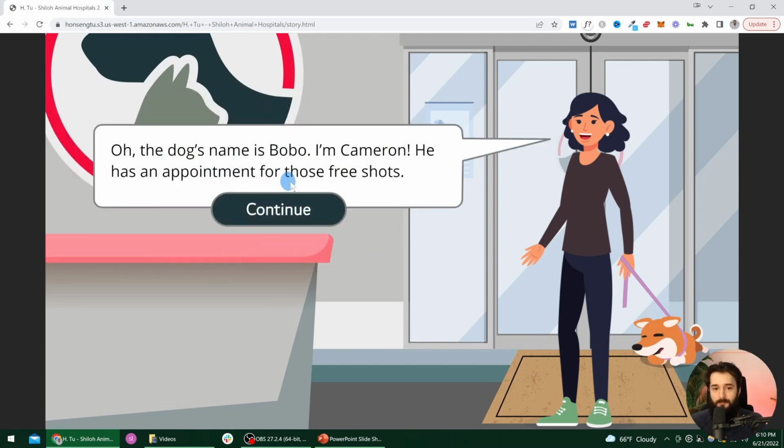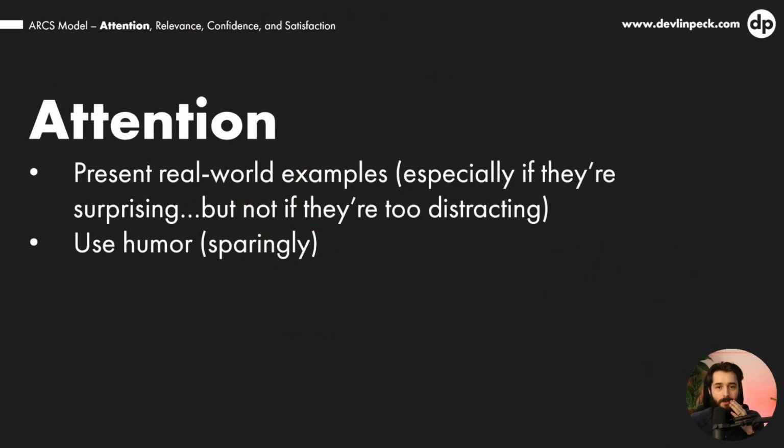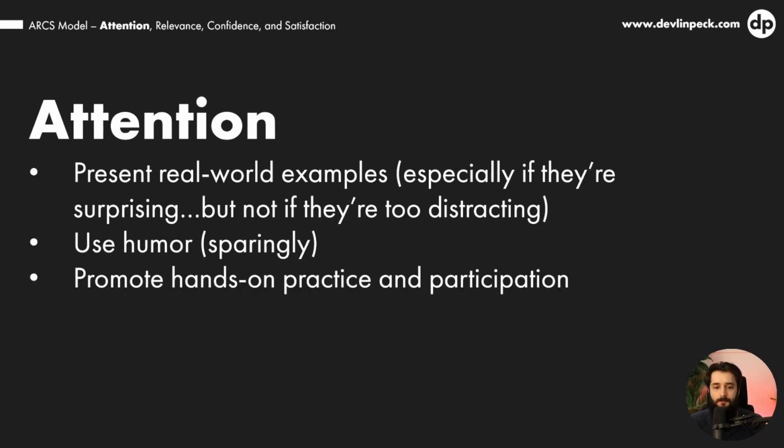Oh, the dog's name is Bobo. I'm Cameron. He has an appointment for those free shots. So it's kind of funny because the choices set us up for, either way we were referring to the person as Cameron, but obviously that was a little bit of humor incorporated here. The dog's name was Bobo. The person's name was Cameron. So a little funny. There are little things you can do like that. Those little moments of delight can make your experience more engaging.